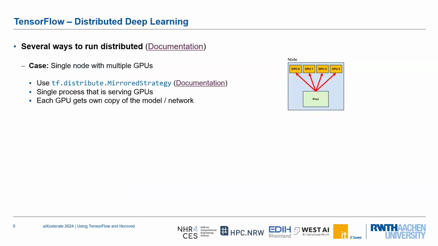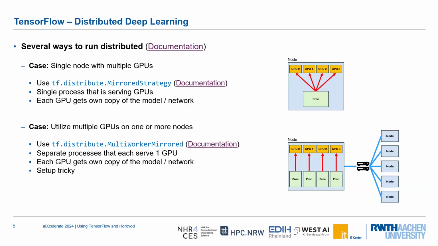Good, let's look at some examples. So there are several ways to run distributed deep learning with TensorFlow, and I will basically come back to my little pictures. So one process, multiple GPUs. So basically this is the case for single node with multiple GPUs. And here the go-to solution would be to use TensorFlow's mirrored strategy. So basically mirrored strategy says each of the GPUs has a copy of the model, and then you can use data parallel workflows and split your data across the GPUs. So single process, multiple GPUs, each GPU gets its own copy of the model.